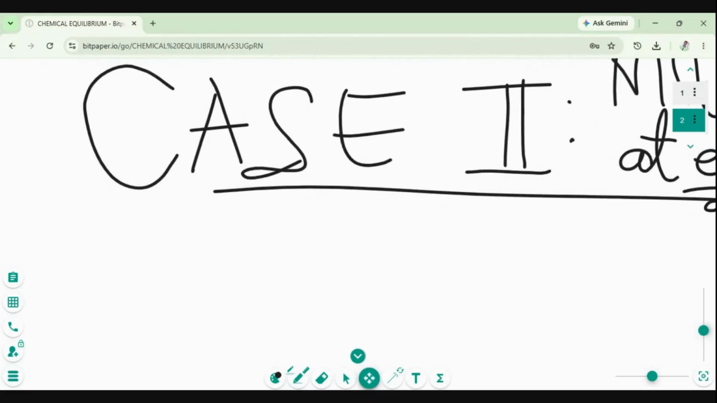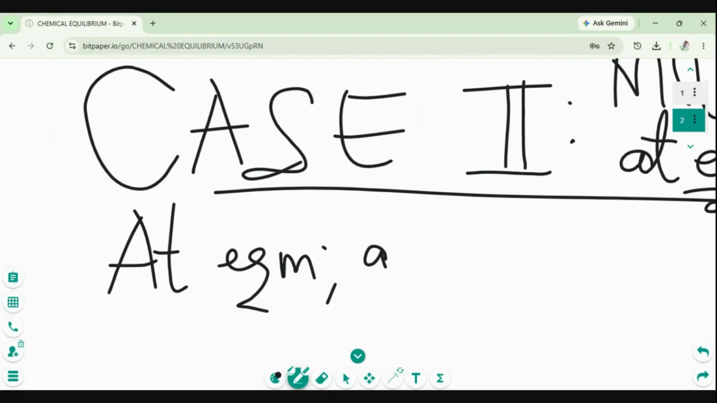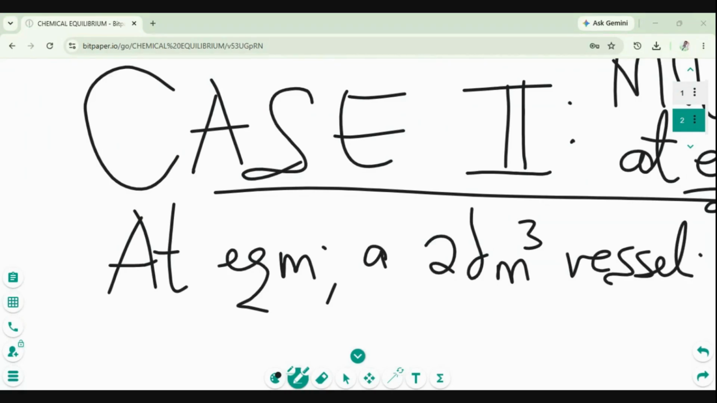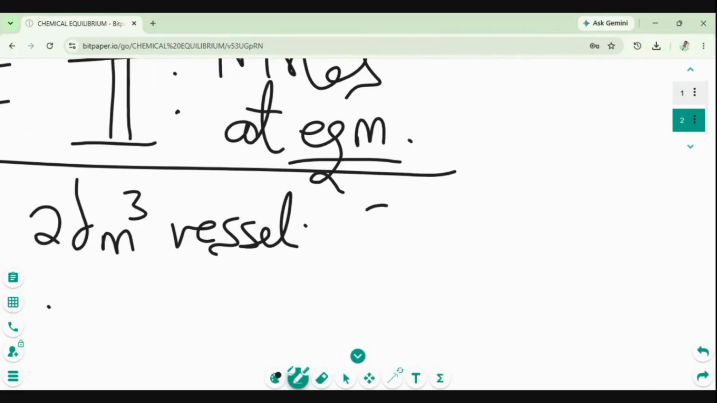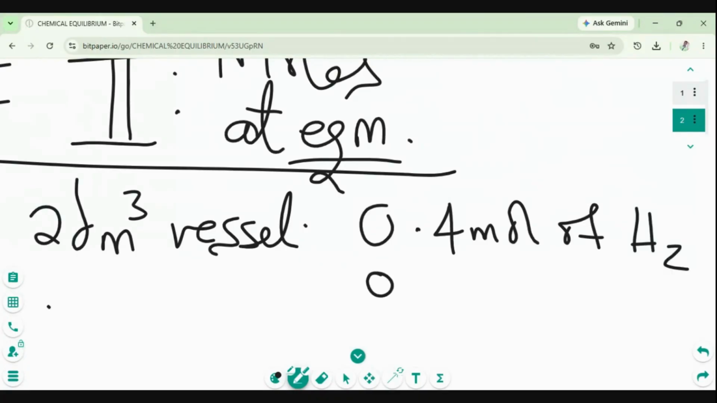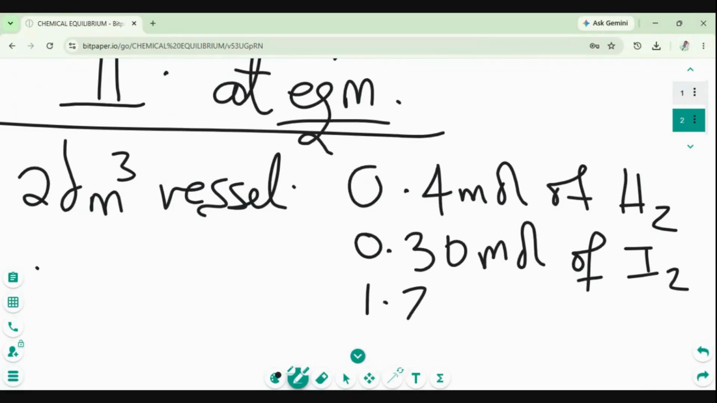Okay, let's say I've given you, and I say at equilibrium, a 2 decimeter cubed vessel, this 2 decimeter cubed vessel contains 0.4 moles of hydrogen, 0.30 moles of iodine, and 1.2 moles of hydrogen iodide.